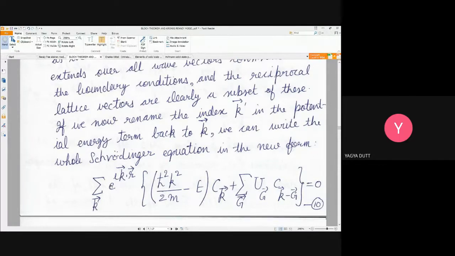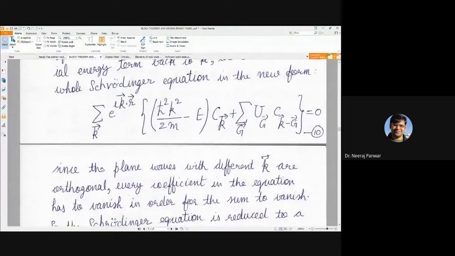Is this mathematics clear to you? Yes, sir. Okay. Only one reply. So if you still have any confusion, you can go through the seventh chapter of Kittel's book, that is on energy bands. Whatever we are discussing during this week comes from the seventh chapter of Kittel's book.